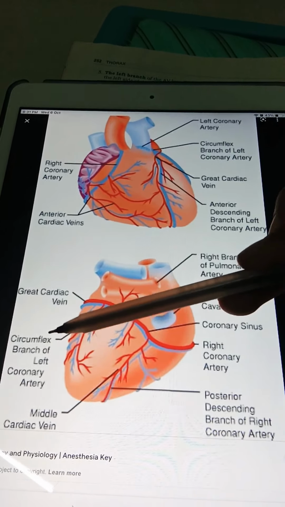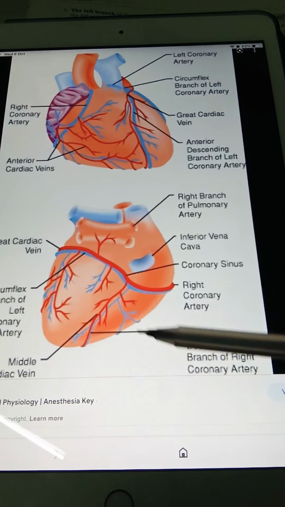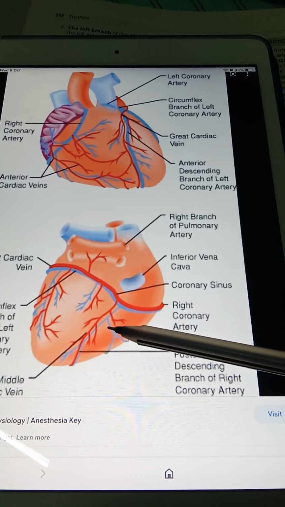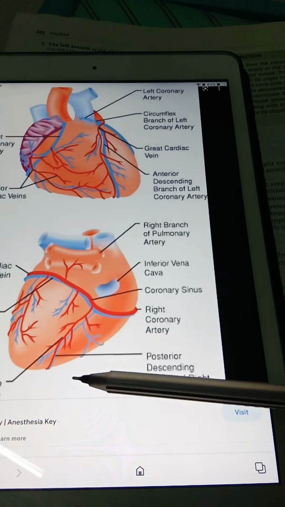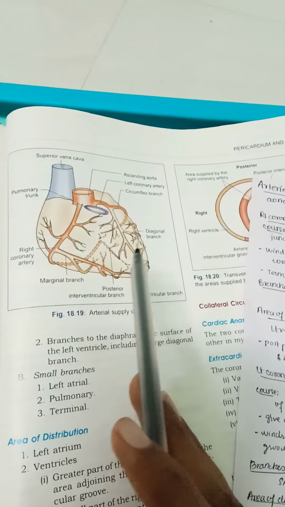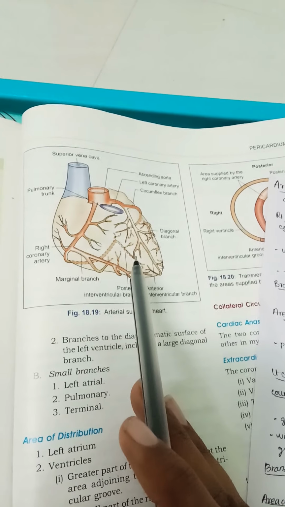Also we have the posterior interventricular artery. So we see here the posterior descending branch of the right coronary artery. This is the posterior interventricular artery. These both are the largest branches of the right coronary artery. Next you also have some small branches which are seen in only 60% of cases, like right atrial, infundibular and terminal.